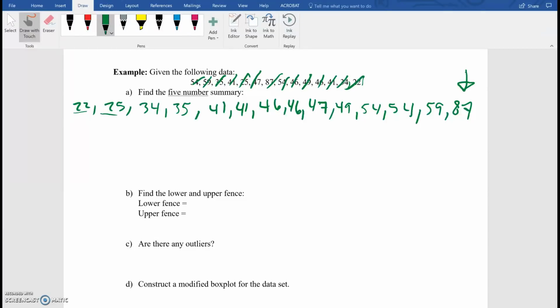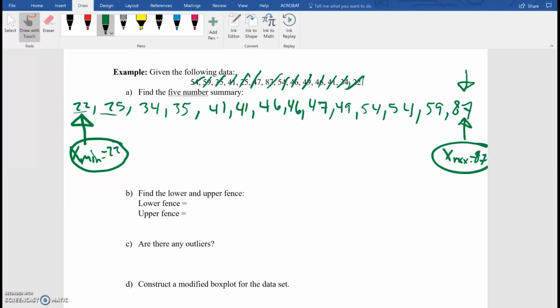So now the minimum value is really easy. X min is just this one. So this is X min, it's just 22. So that's really easy. The maximum value, we know what that one is too. The max value is going to be 87.